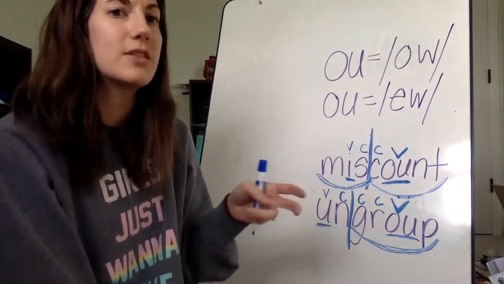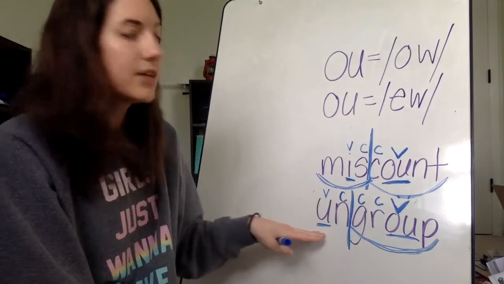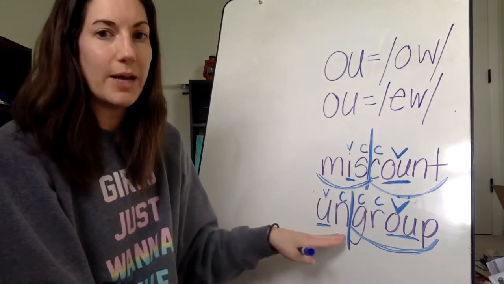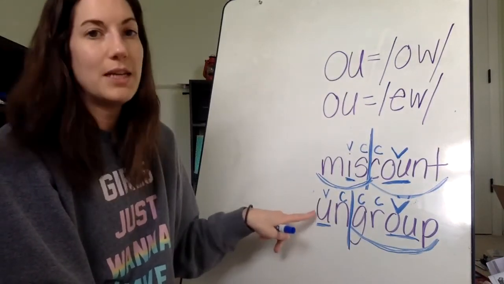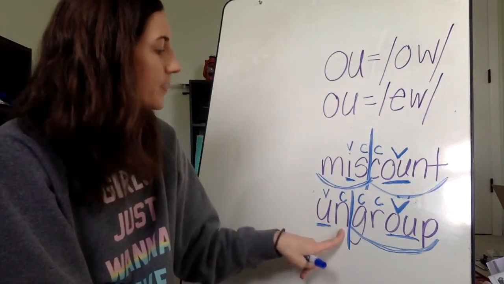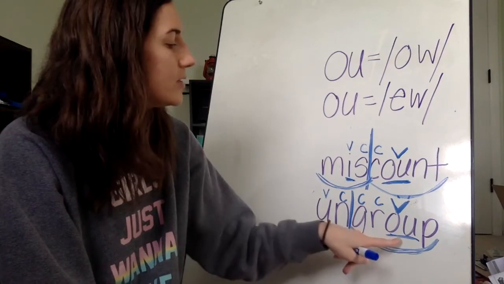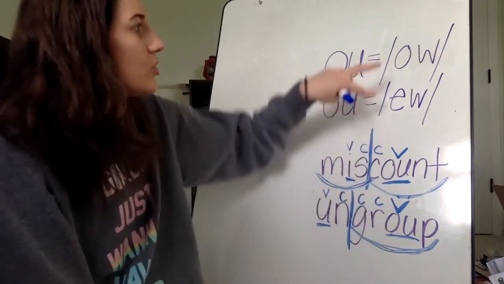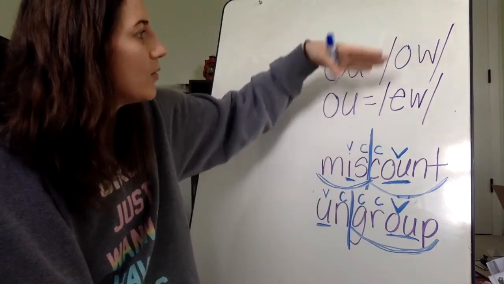So let's go ahead and start sounding out this word. This is a closed syllable. It's a vowel followed by a consonant. So this U is going to make its short sound, un. In the second syllable, I'm going to flex my vowel team by trying out both sounds, ow and oo.